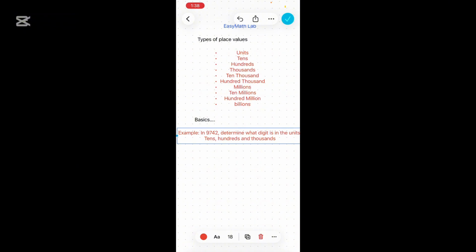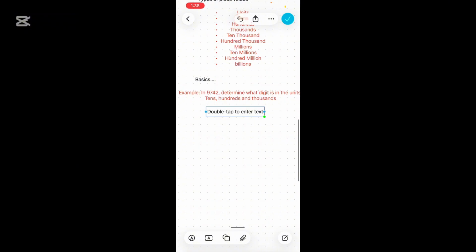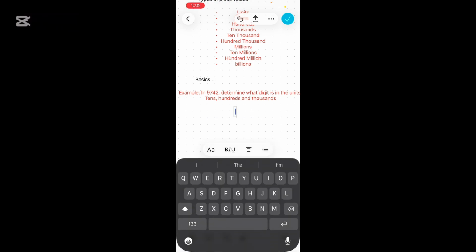So from this example, it says in that number, what digit is in the units, tens, hundreds, and thousands. If you start numbering from the right, which I already mentioned, the list is in that order already. Let's quickly take this down. Say solution or answers.